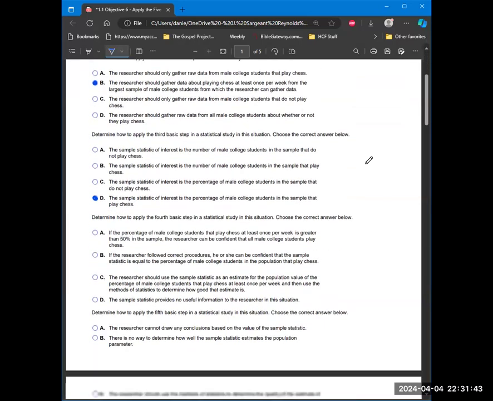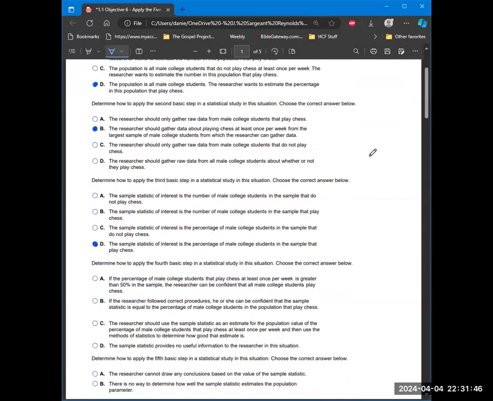And now we should determine how to apply the fourth basic step in the statistical study. This is actually where we should use the sample statistic as an estimate for the population value of the percentage of male college students that play chess at least once per week, and then use the methods of statistics, usually inferential statistics, to determine how good that estimate is using something like confidence intervals and things like that. That would be what we would do here. That's answer C.